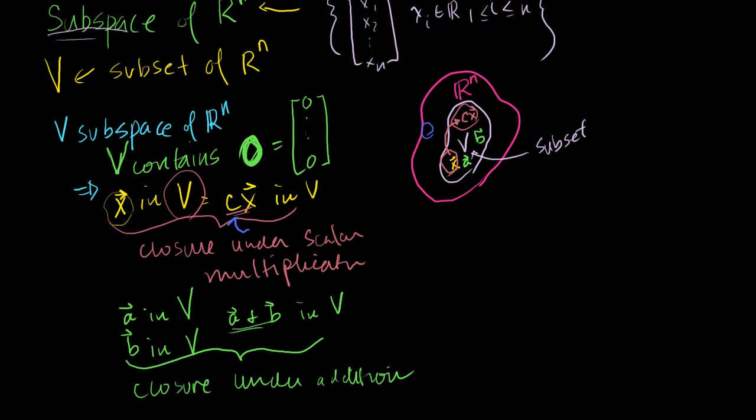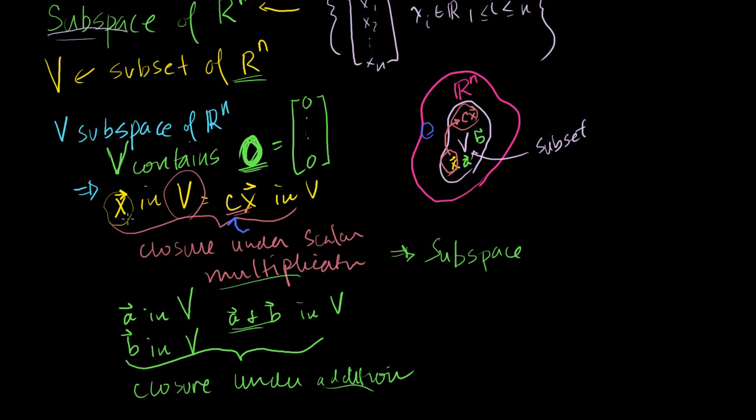So if I have a subset of Rn, some subset of vectors of Rn that contains the 0 vector, and it's closed under multiplication and addition, then I have a subspace. So a subspace implies all of these things, and all of these things imply a subspace. This is the definition of a subspace. Now, this might seem all abstract to you right now, so let's do a couple of examples.